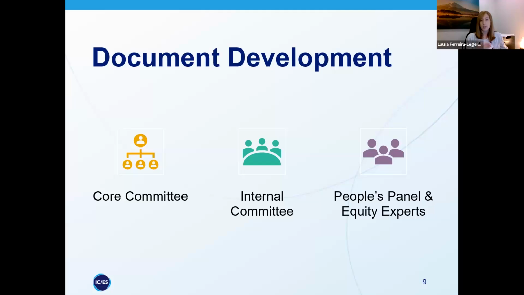So the people's panel, briefly, before I go into more detail later, was a group of about 54 members of the public that came together in focus groups to inform some of the recommendations of where we should be taking this work and what guidance we should be considering.